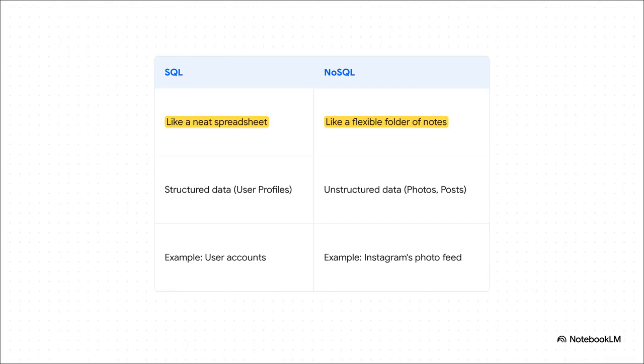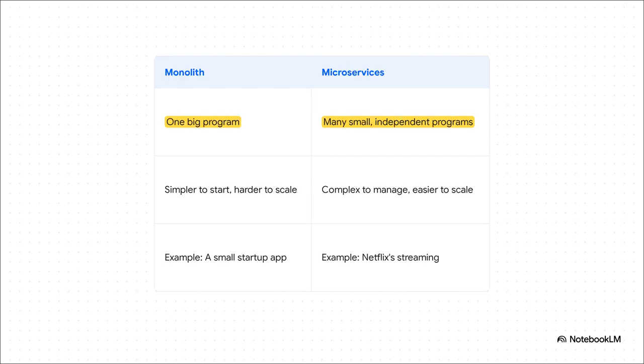Okay, so a classic trade-off is what kind of database to use. Do you go with SQL, which is super organized, like a perfectly neat spreadsheet? That's great for things like user profiles, where every single entry has the same format. Or do you need a NoSQL database? Think of that one as a big, flexible folder full of different notes. It's perfect for handling just insane amounts of different kinds of data, like all the photos, comments, and videos on your Instagram feed.